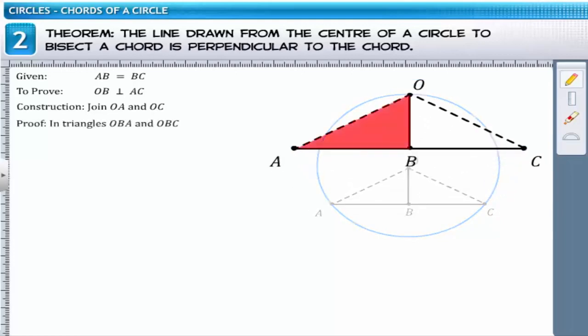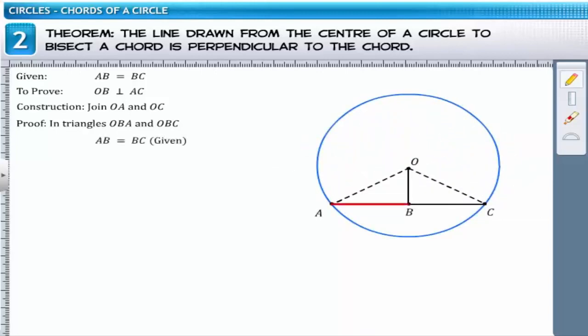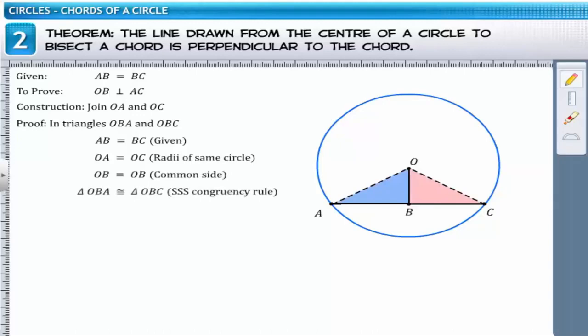Consider triangles OBA and OBC. In these two triangles, it is given that AB equals BC since OB bisects AC. OA equals OC since both are radii of the same circle. OB is common side to both the triangles. So the triangles OBA and OBC are congruent by the SSS congruence rule.